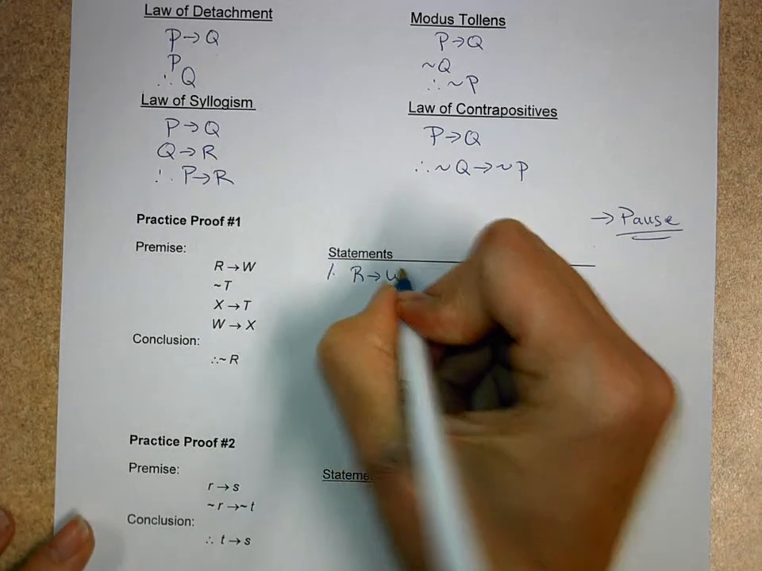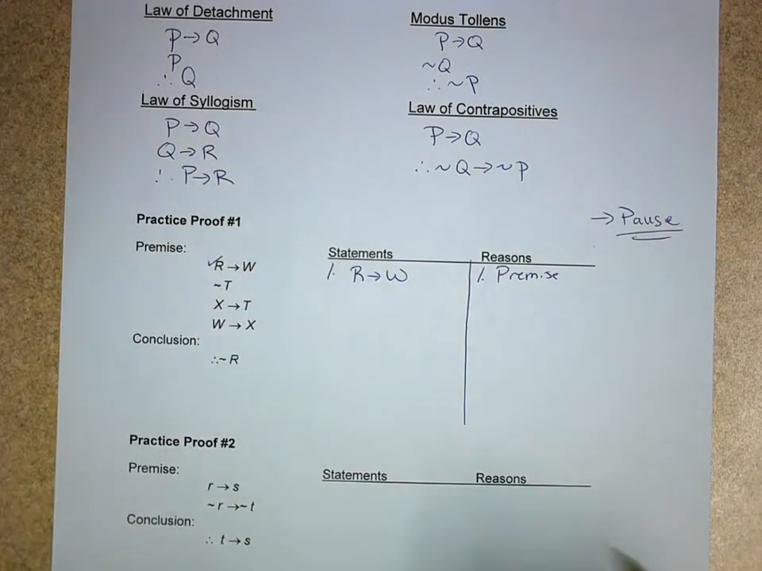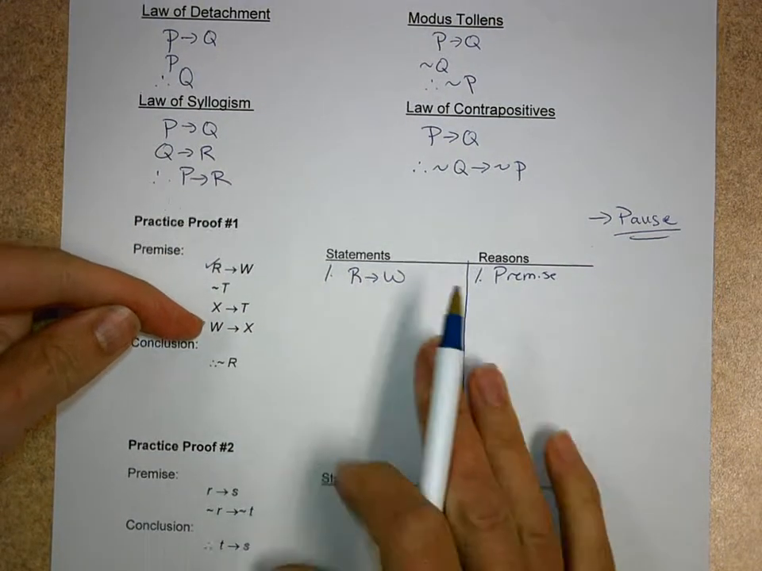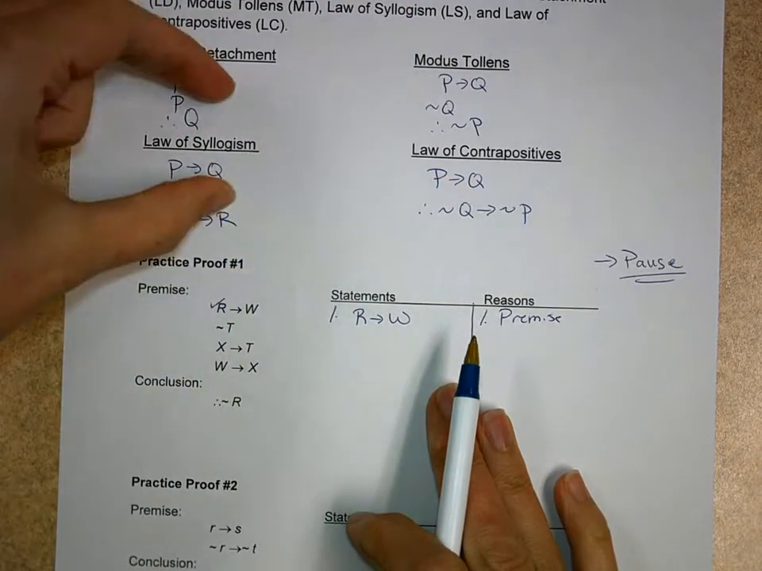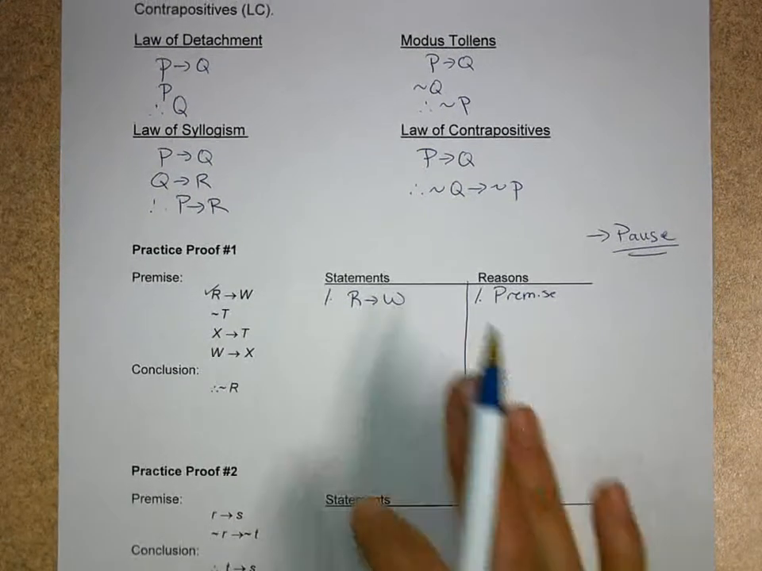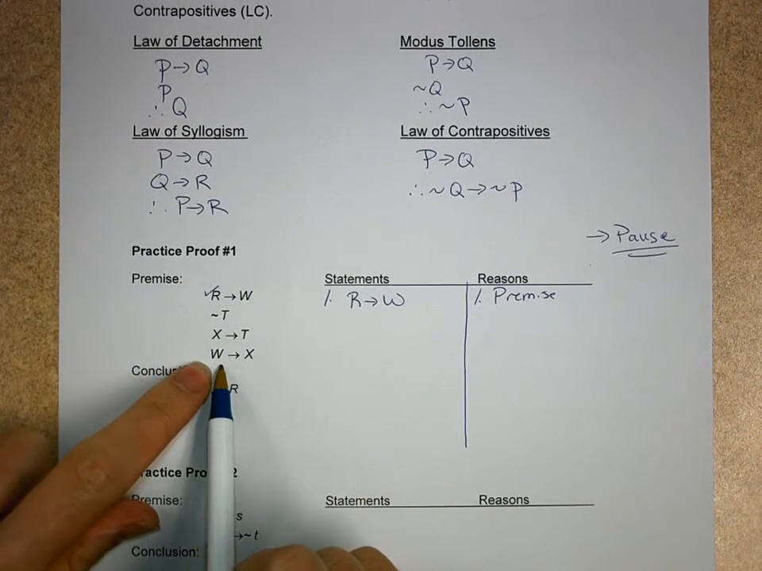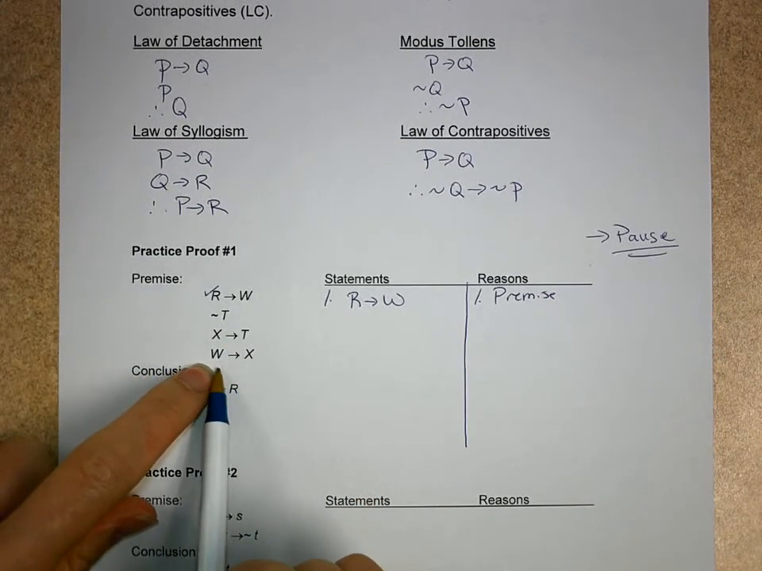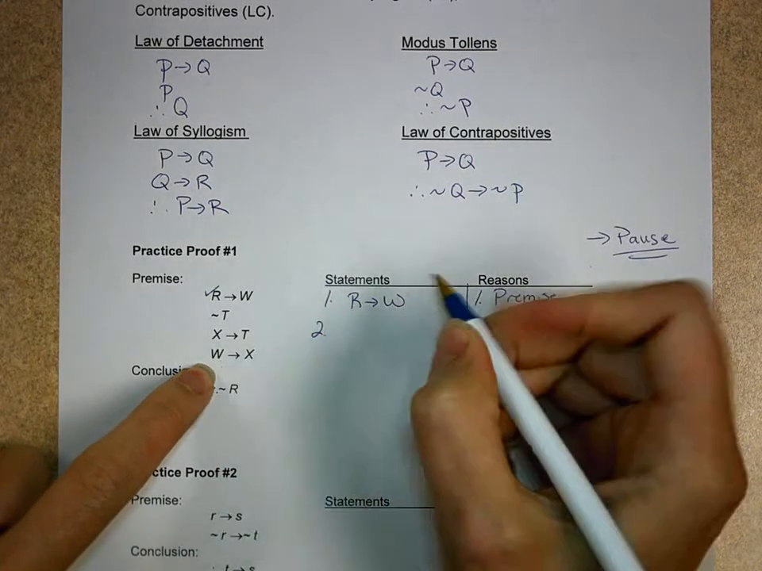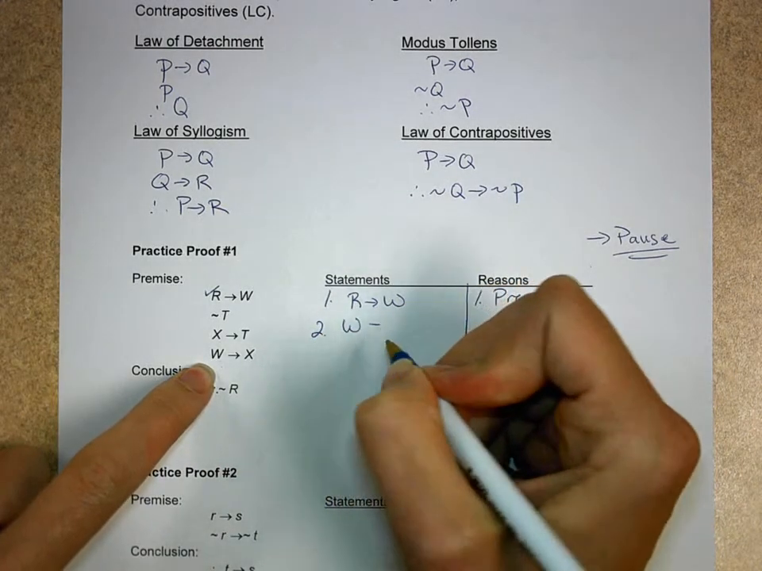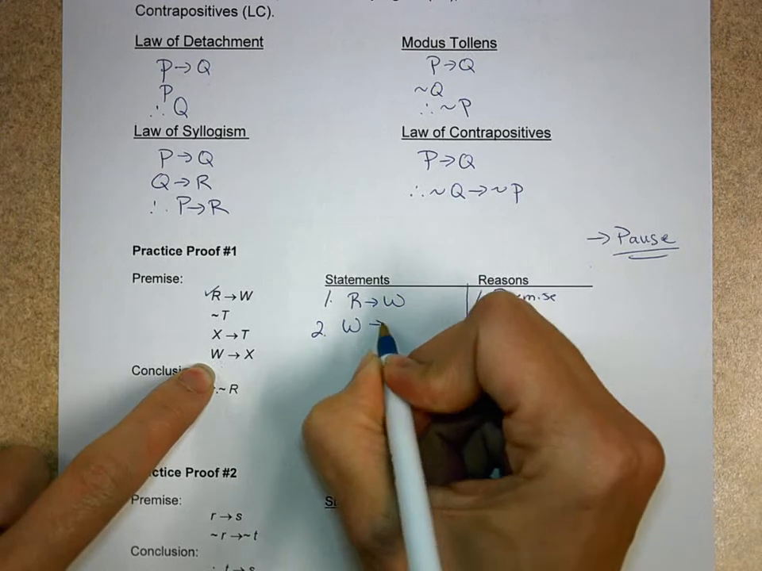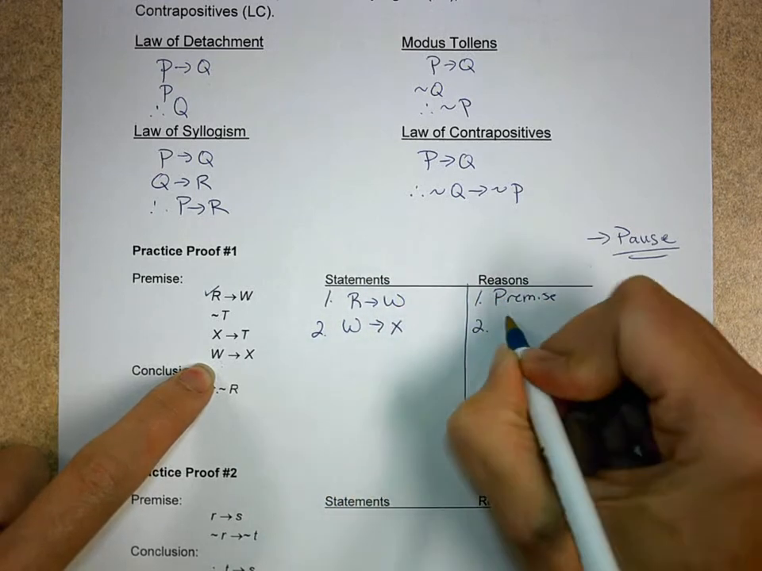If R, then W. Now, I, on purpose, look through my other premises for anything that might fit into one of my 4 arguments. Well, the one that clicks for me right away is I'm like, ooh, another conditional statement with a W in it. So I put that down next. If W, then X. All right, so that's going to be premise.